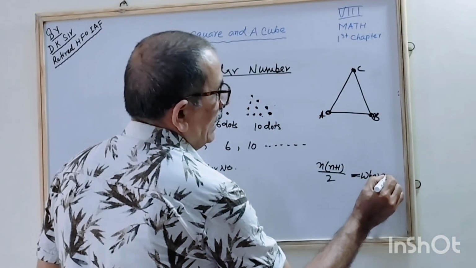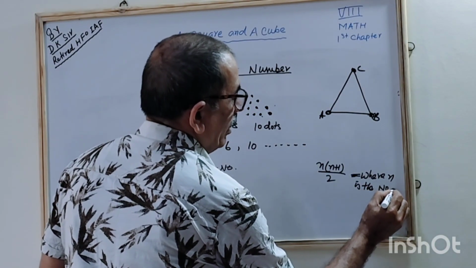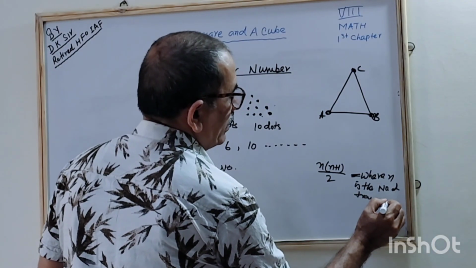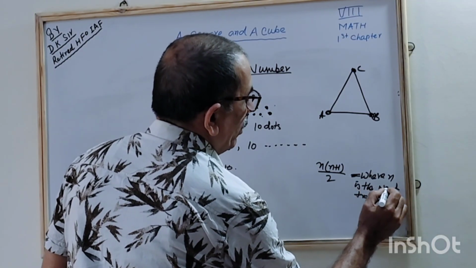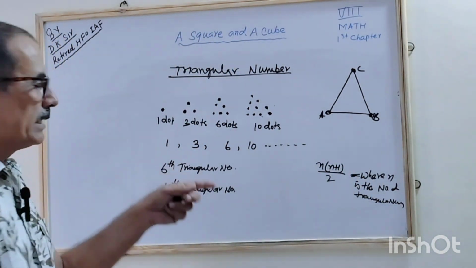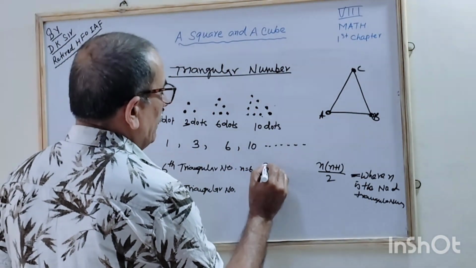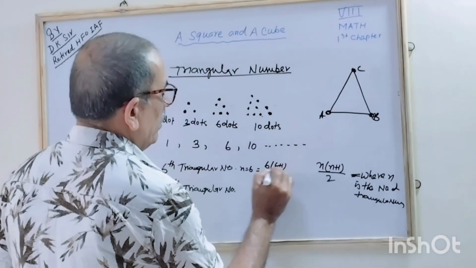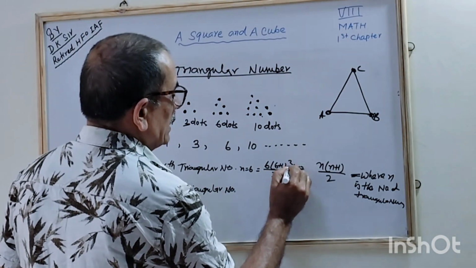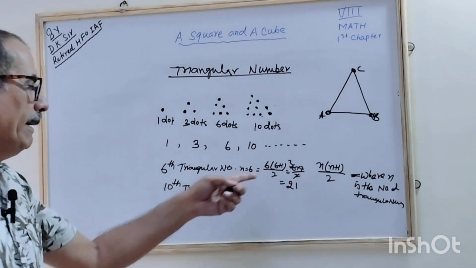Where n is the number of the triangular number, correct? So you understood. Suppose the question they are asking is the sixth triangular number, so here n is equal to 6. So you can find 6 into 6 plus 1 by 2, correct? So it becomes 6 into 7 by 2, 2 3s are 6. So it becomes 21, correct? So the sixth triangular number will be 21.